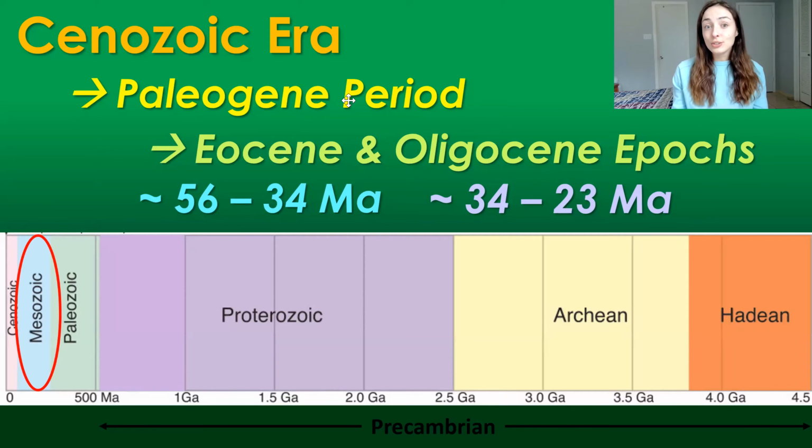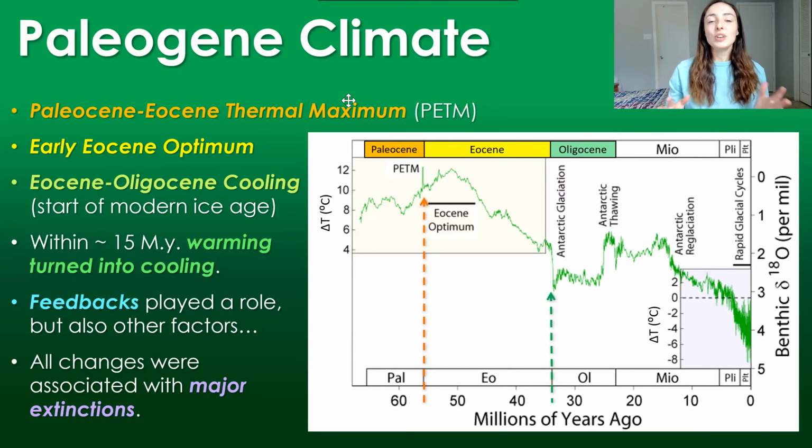Paleogene, which includes the epochs Eocene and Oligocene, which went from around 56 million years ago to 34 million years ago for the Eocene and 34 to 23 million years ago for the Oligocene. So the dramatic warming and cooling events that I'll be talking about in today's video include the Paleocene Eocene Thermal Maximum, or PETM, which we can see in the graph over here to the right, where there's this big spike right at the Paleocene Eocene boundary, and then the Early Eocene Optimum, which I'm going to abbreviate later in the video as EEO, that's what that stands for.